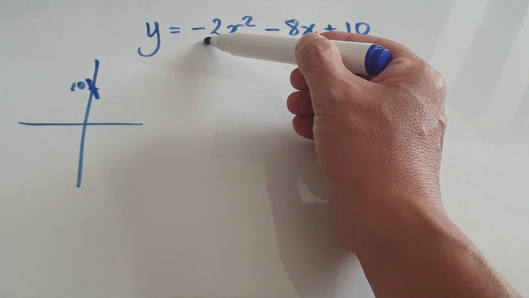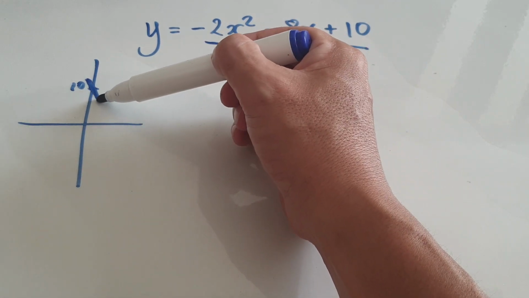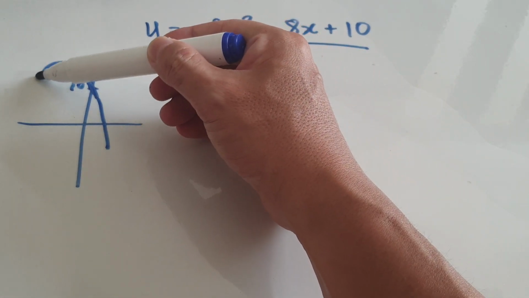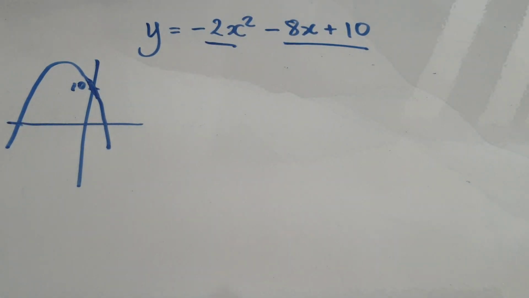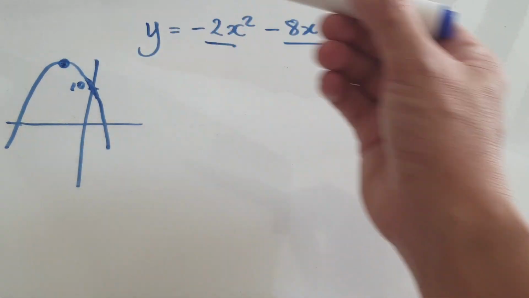And then it wants to do a negative quadratic. So from here, straight down, from here, up, and then turn around. So that's what your quadratic will look like. Our job is to find this location.